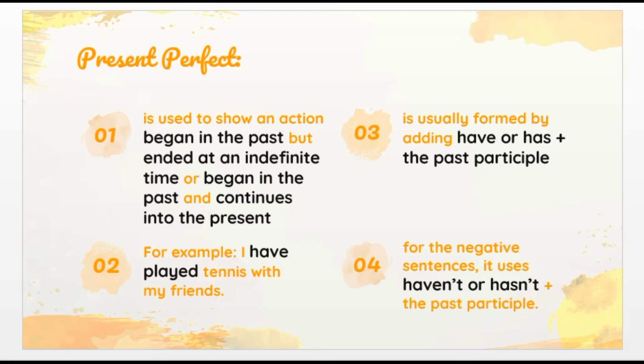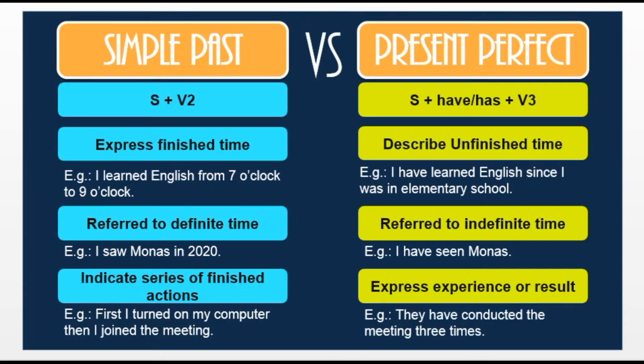Present perfect is usually formed by adding have or has followed by the past participle or verb 3. For the negative sentence, it uses haven't or hasn't followed by the past participle. For example, I haven't played tennis with my friend. I haven't read the books, and so on. In order to make it clearer, now please have a look at the comparisons between simple past and present perfect here.